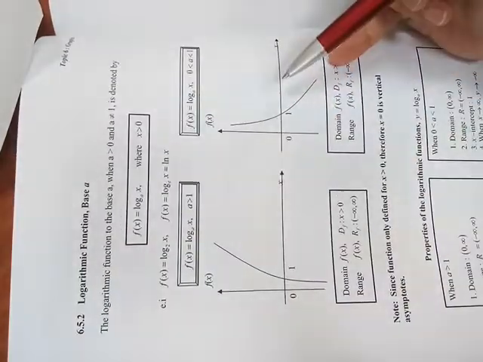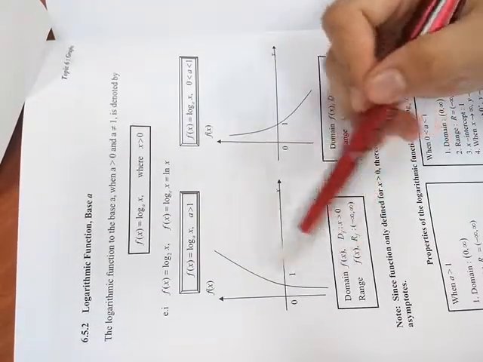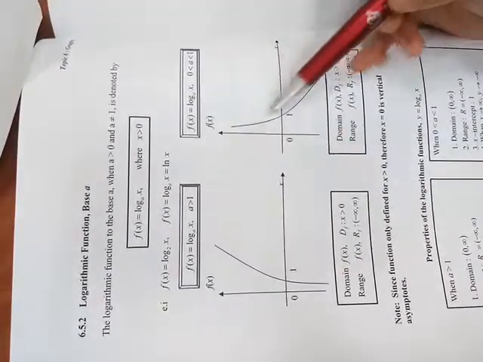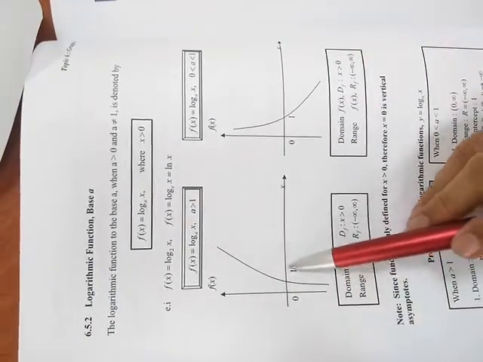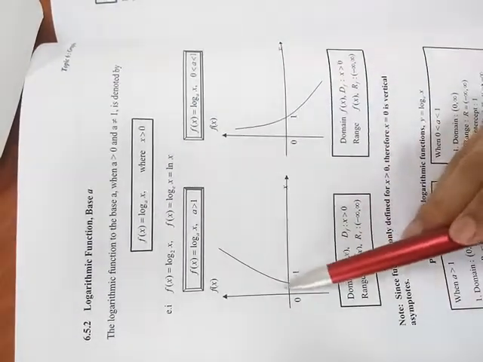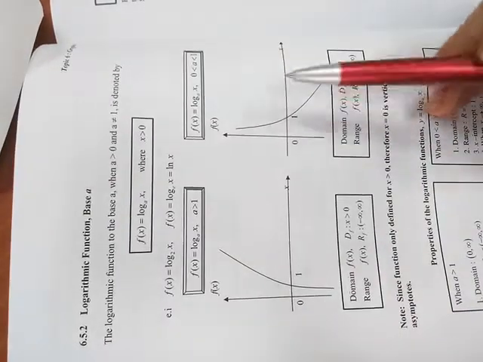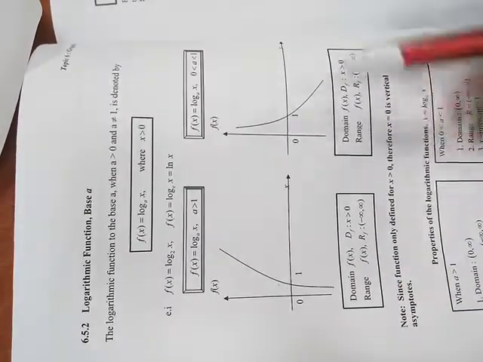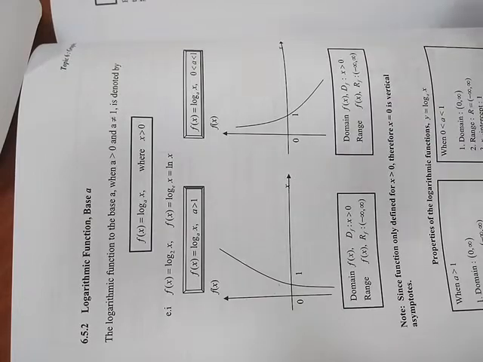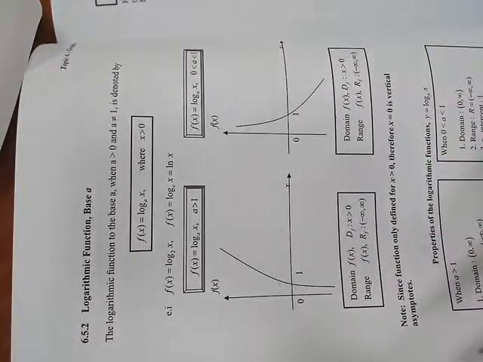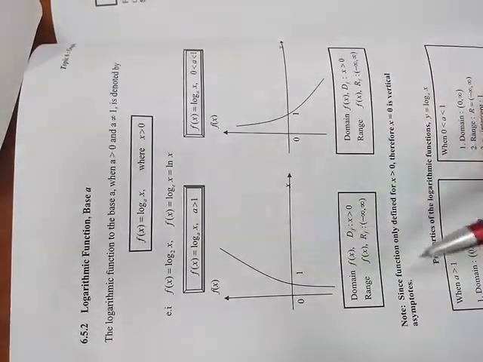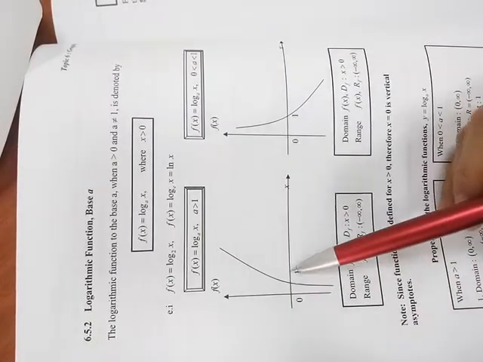So if it is vertical, it passes through the x-axis. Therefore, we need to find the x-intercept. In order to get the x-intercept, we need to substitute the y value with 0. Or we can say that f(x) is now 0, then we can find the x-intercept.